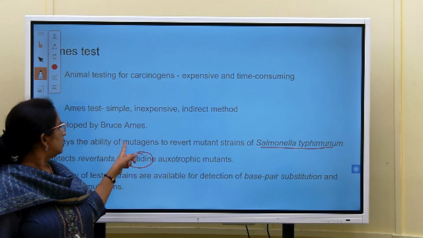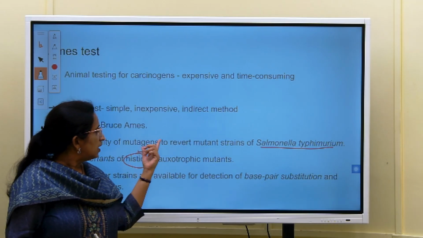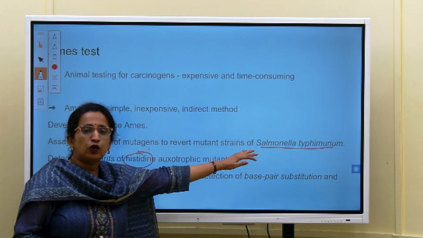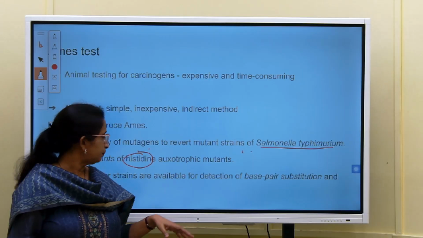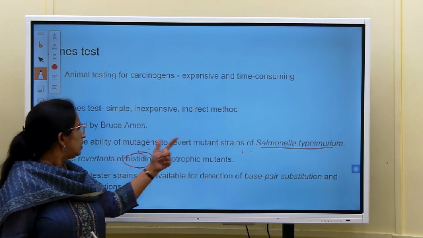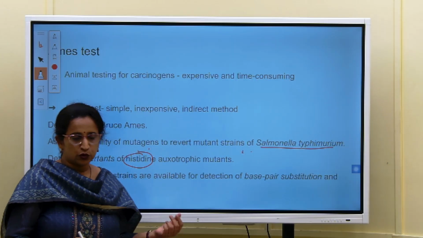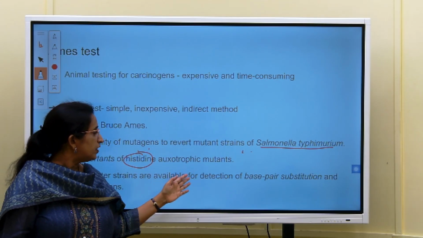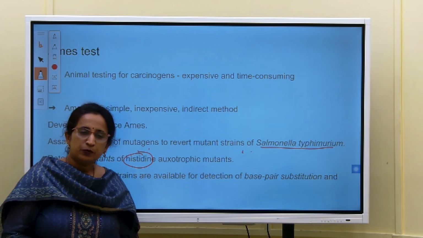So what do these chemical mutagens do? These mutagens can revert the histidine auxotrophs of Salmonella typhimurium. They can revert them back to histidine plus. We'll talk more about it in a minute. Now, Salmonella typhimurium is very useful as the tester culture, because there are many strains available which can detect base pair substitution mutations and a variety of frame shift mutations also.